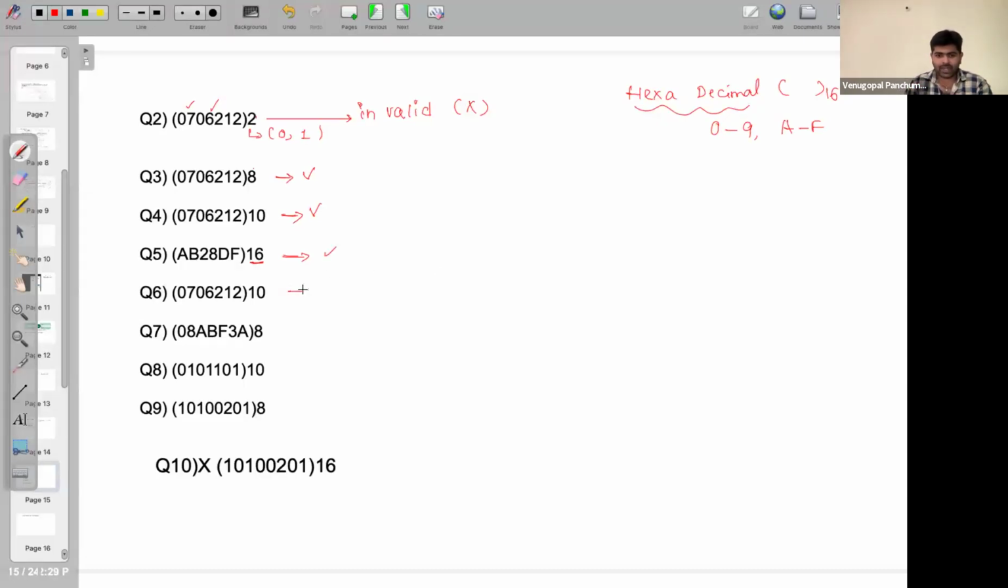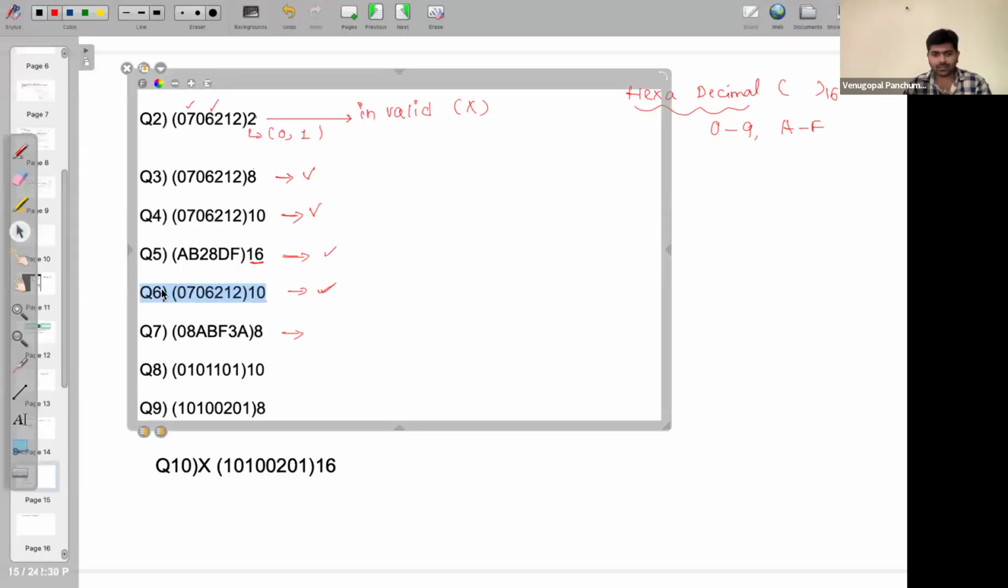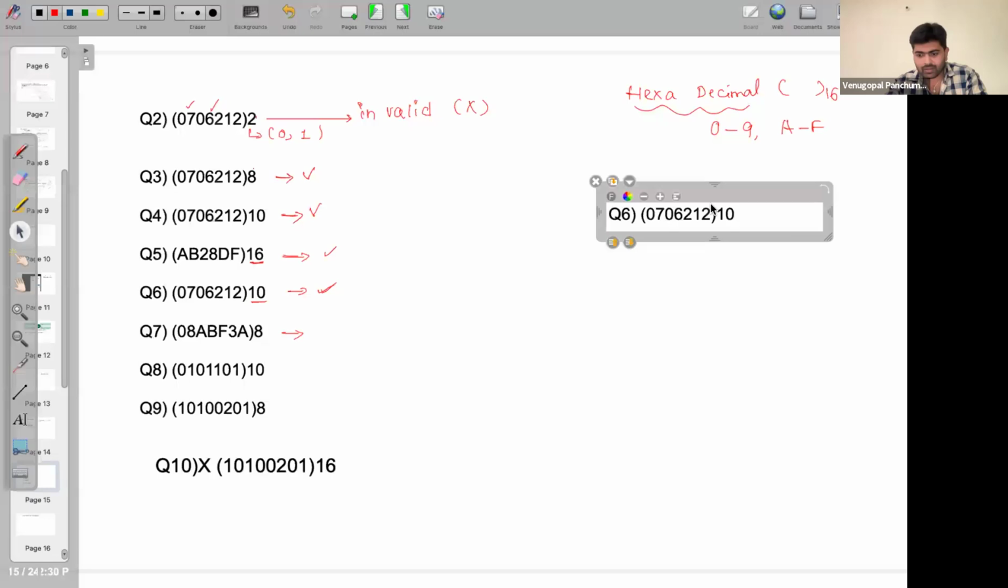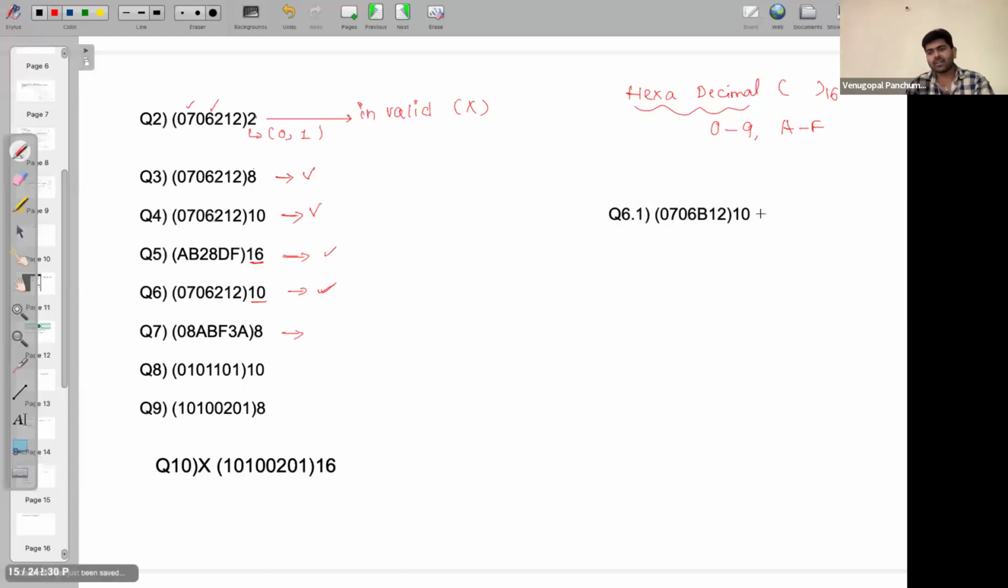You tell me, is this valid or invalid? Yes, this is also base 10, so you need not even check. Valid. Now just one small change to this. I'll give you one small modification. Now tell me, is this valid or invalid? Very good, this is invalid. Why? Because we have a B. This is valid in hexadecimal, base 16, but not in base 10.